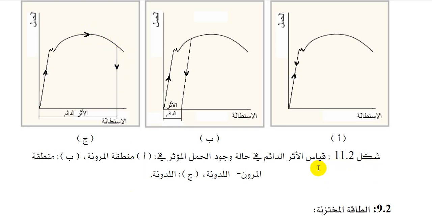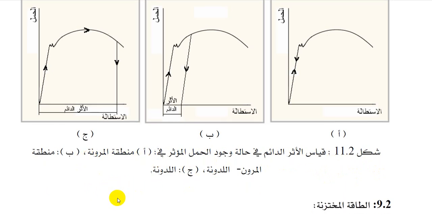So figure 11.2 is illustrating the measurement of the permanent notch in case of having an effective load in the elastic and plastic regions, or in the plastic region only.